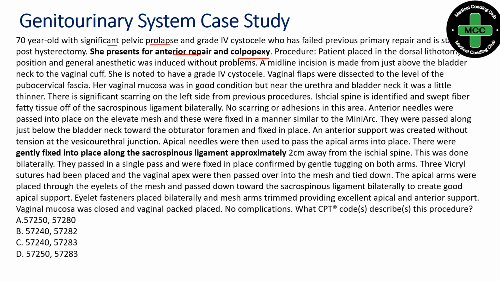Now the patient is placed in a dorsal lithotomy position, general anesthesia was given, and the vaginal planes were dissected. Fatty tissue of the sacrospinous ligament bilaterally was gently fixed into place along the sacrospinous ligament approximately 2 cm away from the ischial spine. The colporrhaphy procedure was also performed. Colporrhaphy is the vaginal suturing. So we'll see the options.